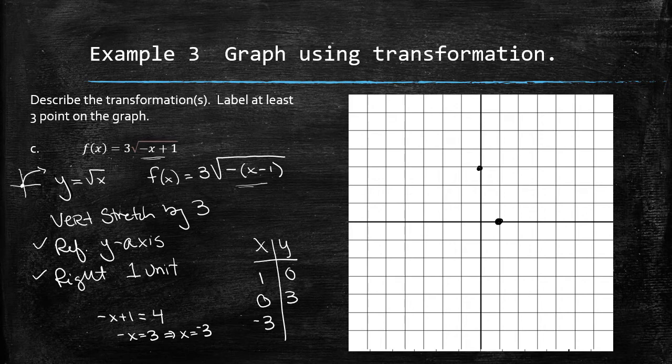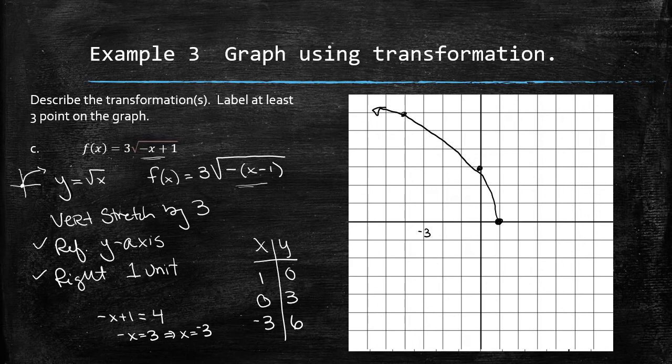So again, it doesn't matter which expression you use, you'll still get negative 3. So negative 3 minus 1 is negative 4. The opposite is positive 4. The square root of 4 is 2 times 3, so we're at 6. So negative 3 is here, and then up 1, 2, 3, 4, 5, 6. Okay, good. So those are my 3 points, and then I'm going to sketch the graph. Okay, and make it look like the square root function.